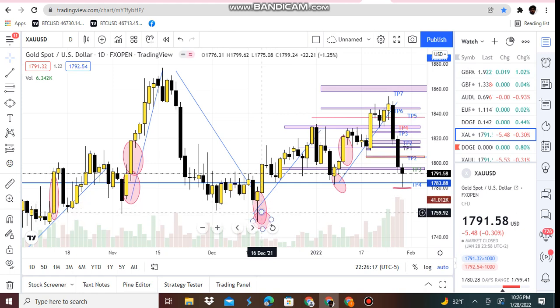As sellers try to push price down. It opened at 1770, and sellers try to push price down to 1753, but buyers push price back up from 1753 all the way up to 1777. And it's called a hammer pattern.